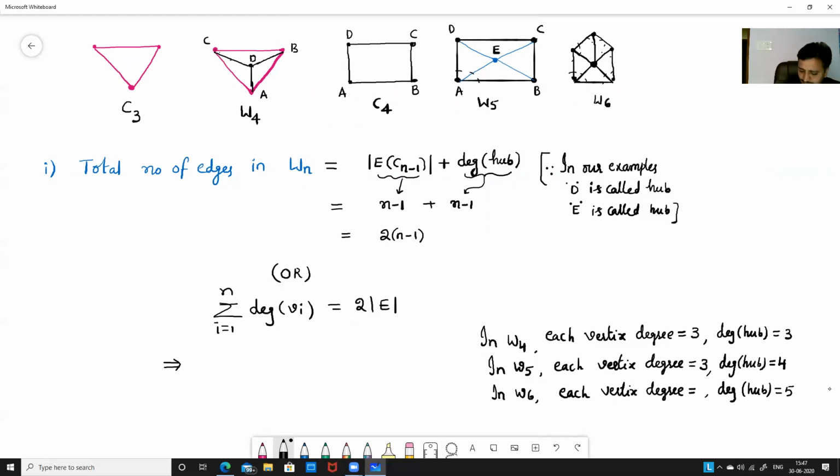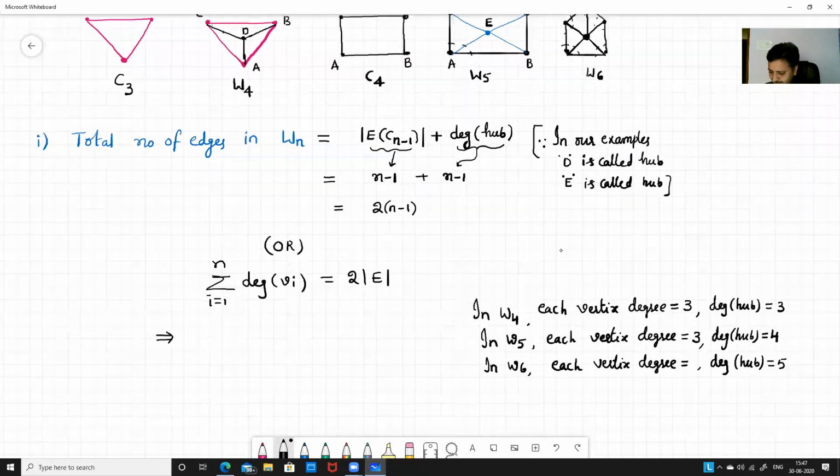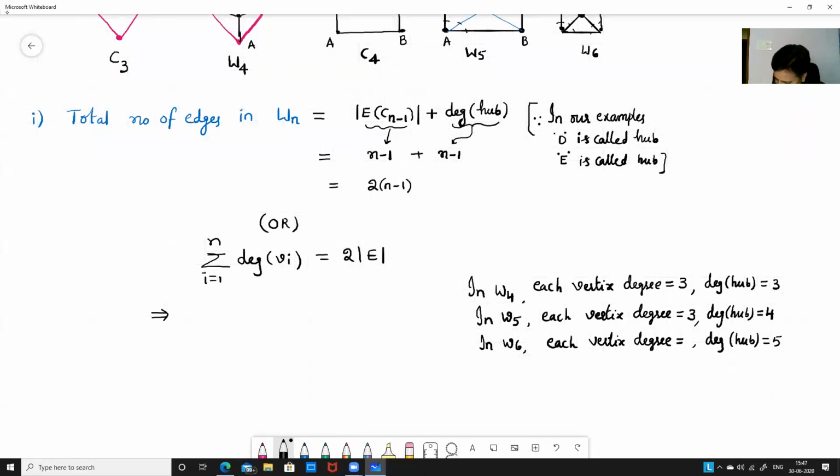In Wn, suppose you consider a wheel graph of order n, in Wn each vertex degree is equal to 3 only. In Wn also, each vertex degree is equal to 3. But if you take the degree of the hub, it is equal to n minus 1.